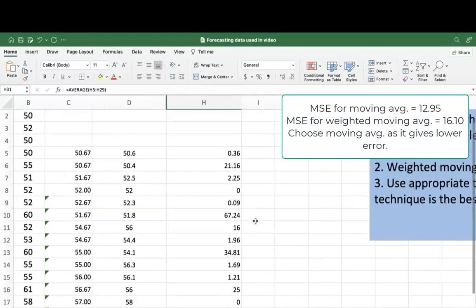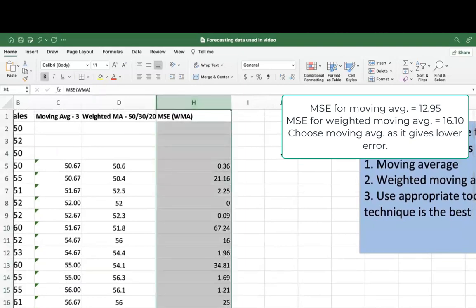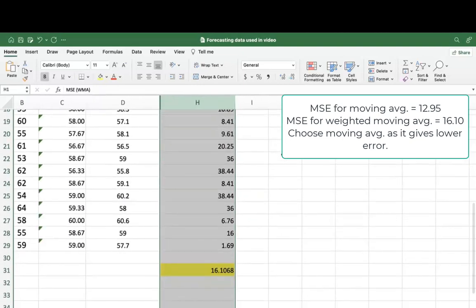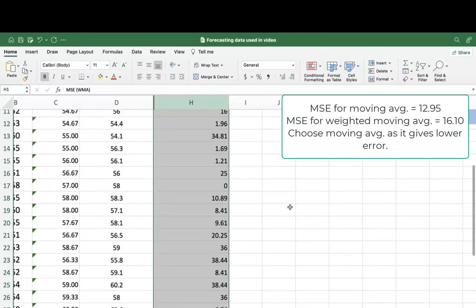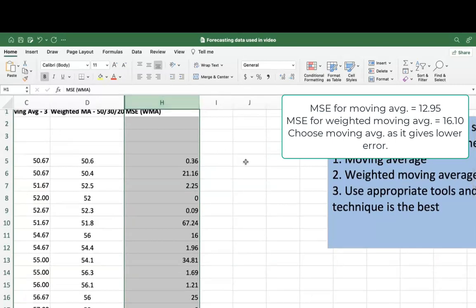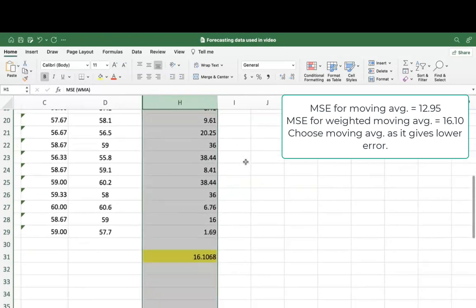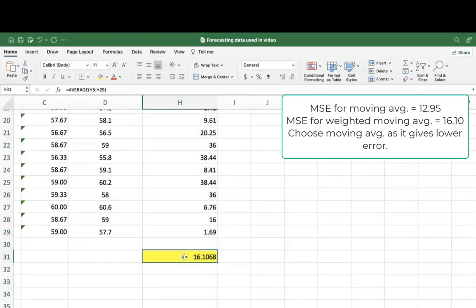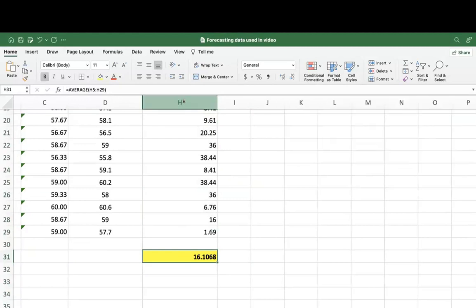The implication is that weighted moving average is less accurate compared to moving average. We came to the same conclusion when we were using MAD. In MAD, we also concluded that moving average is a better technique compared to weighted moving average. And this technique, MSE, also gives us the same result, that moving average is better, because it gave us 12.95, but weighted moving average gives us the higher result, 16.10. So I am not going to use weighted moving average for this one because it's less accurate.